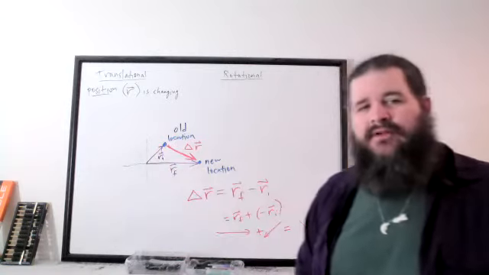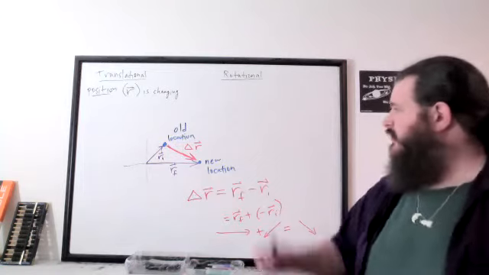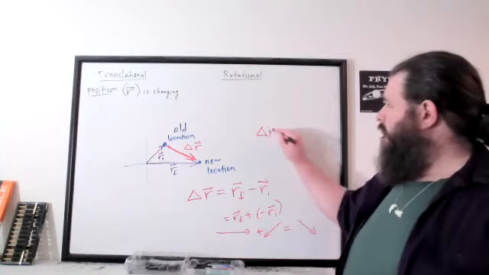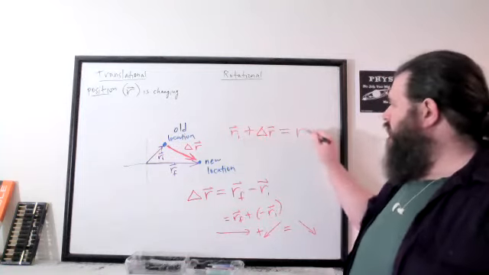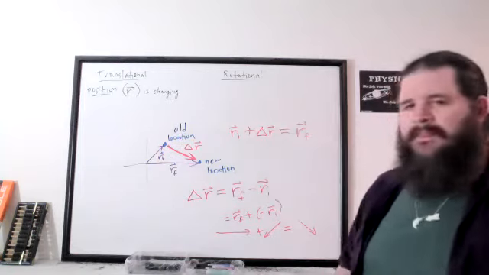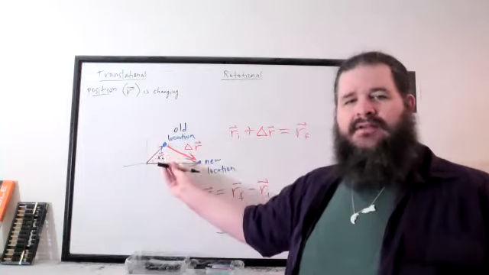And this is often a very useful way of thinking about delta anything, but especially if you're dealing with vectors. That delta R is the thing you add to R initial to turn it into R final. So you start with R initial, delta R is what you add to get R final.